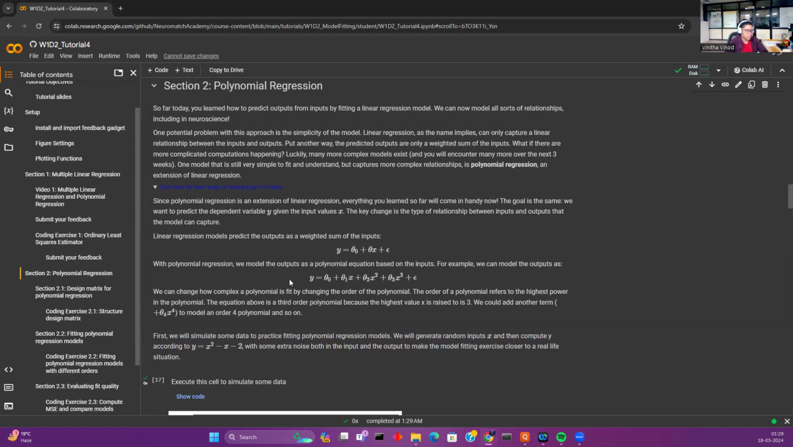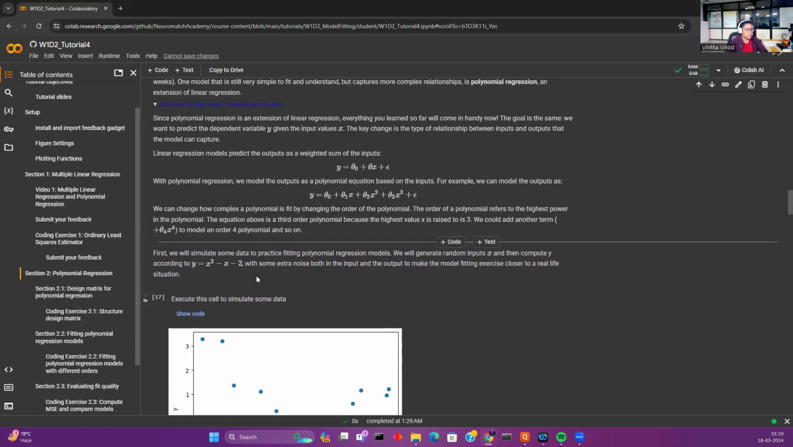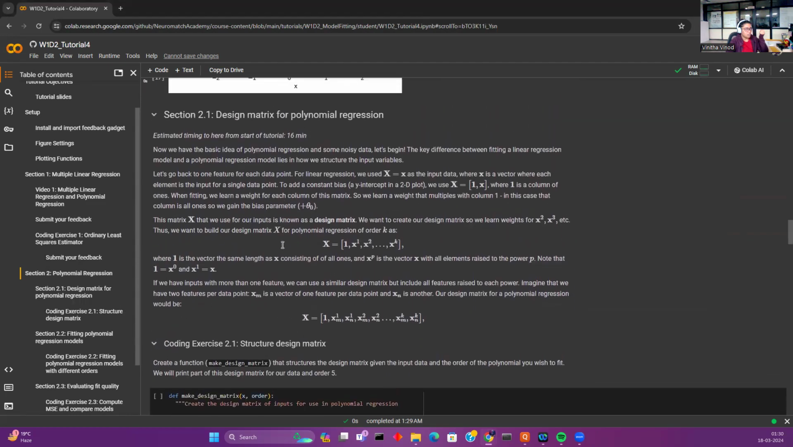But in polynomial regression, we model the outputs as a polynomial equation based on the inputs, and as each term increases, the order of the term also increases. So we can now change how complex a polynomial is fit by changing the order of the polynomial. If you want to add one more term, that term would have a higher order. So you see how the order of this polynomial can be changed if you add one more term over here, and the order of this polynomial becomes 4. Let's see how to design a matrix for a polynomial regression.